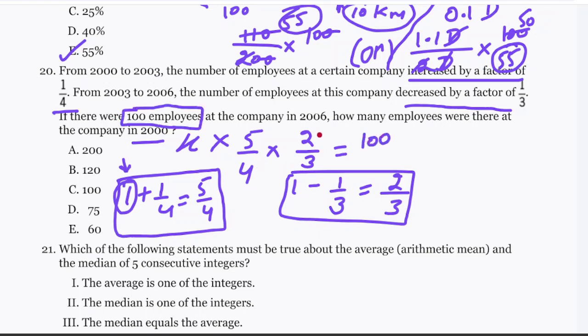Now if you just cancel it out, 2 into 2, 5. This is 20. 2 into 3, 6 into 20. So in the beginning it was 120. That is the answer we have. Got it? Yeah.